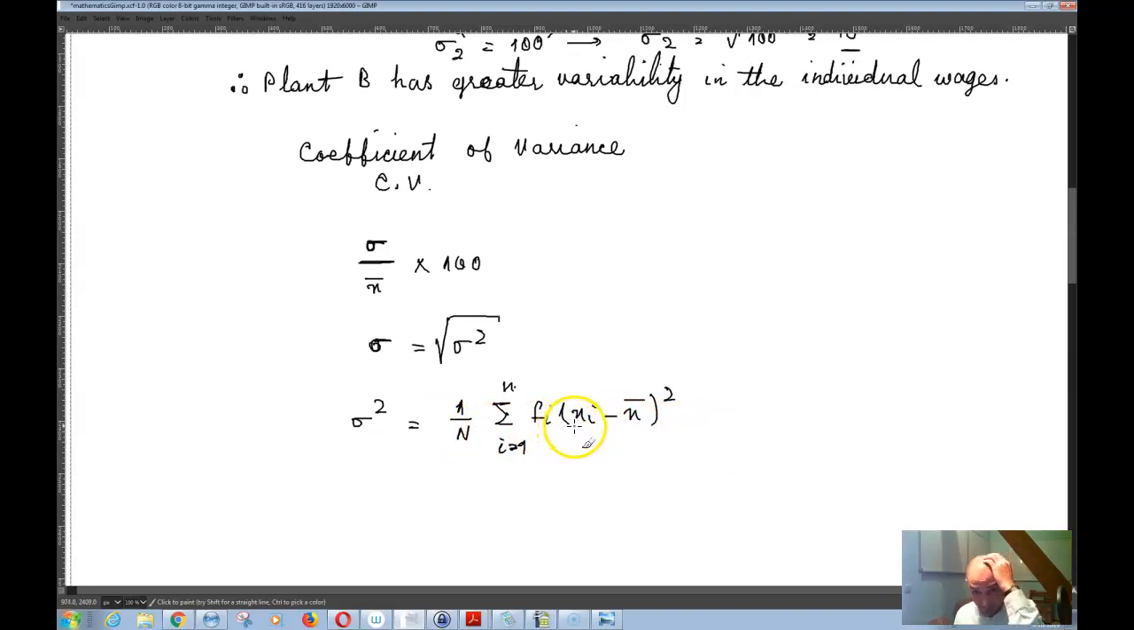So what this number shows is just a measure of how the data is scattered or dispersed around the mean of the data.